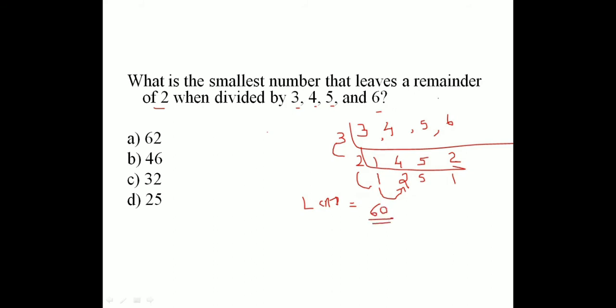So what is the smallest number? 60 plus remainder, that will be the required number, right? So the number is equal to LCM plus remainder. So the answer is 60 plus 2, 62. Okay, fine. So the answer is 62 for this question.